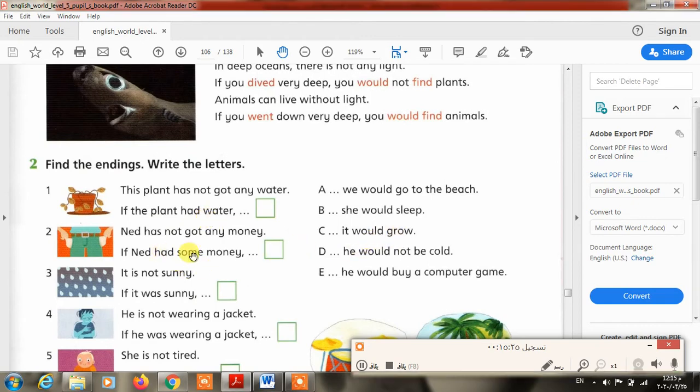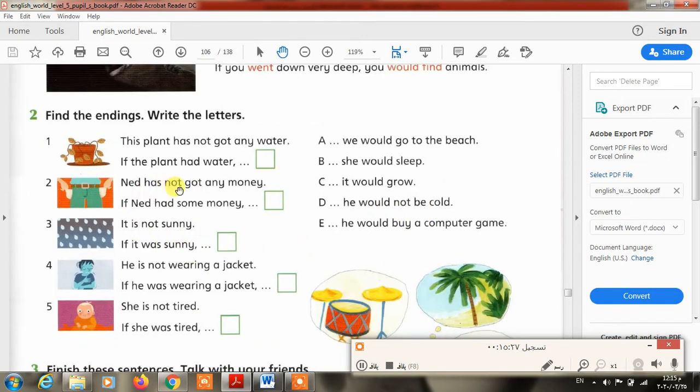Number 2, Ned has not got any money. So, if Ned had some money, which one is the suitable one? Excellent, he would buy a computer game. If Ned had some money, he would buy a computer game.